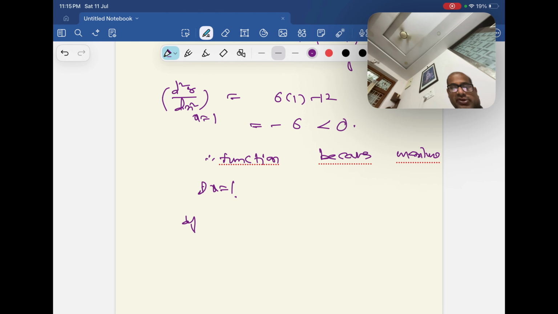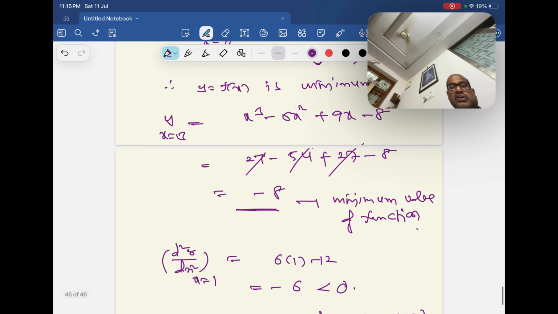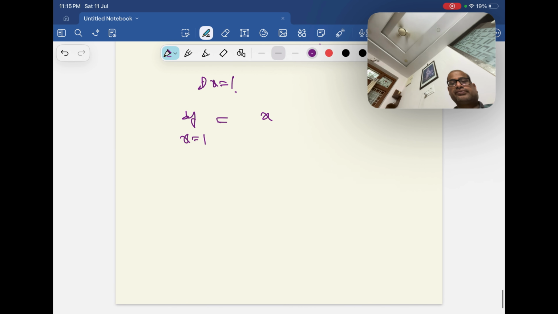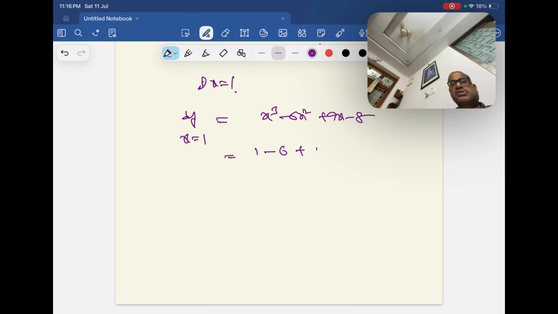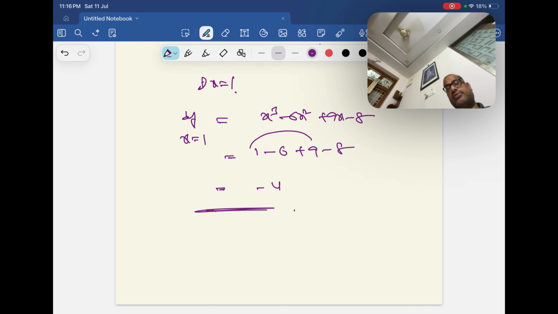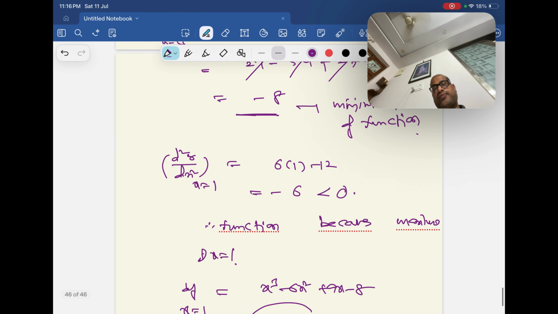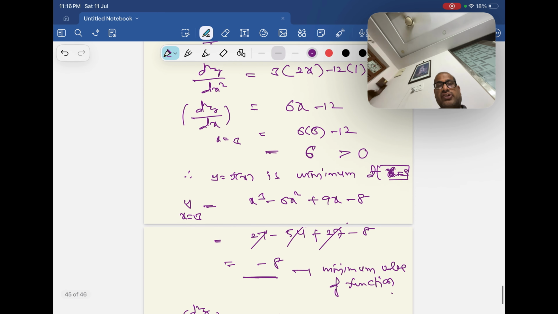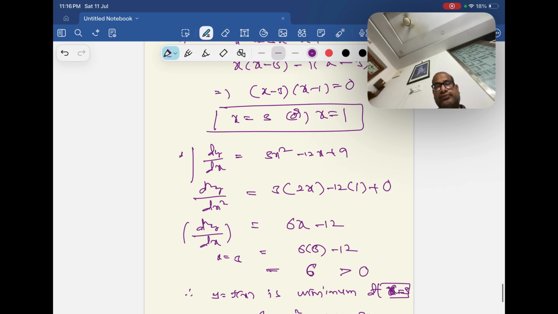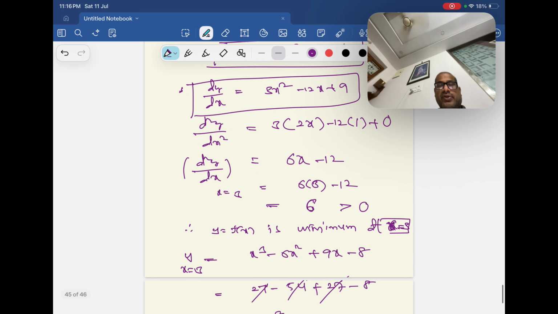How much is that maximum value? You can substitute that value in the function y equal to f of x. So the function value is x cube minus 6x square plus 9x minus 8. Put x equal to 1: 1 minus 6 plus 9 minus 8. 10 minus 6 is 4, minus 8 is minus 4. So the maximum value is minus 4 and the minimum value is minus 8.